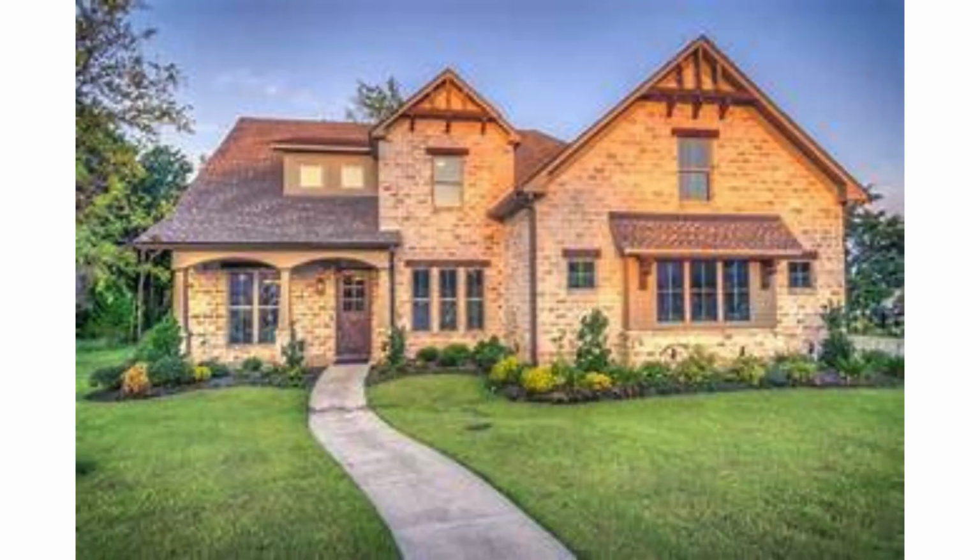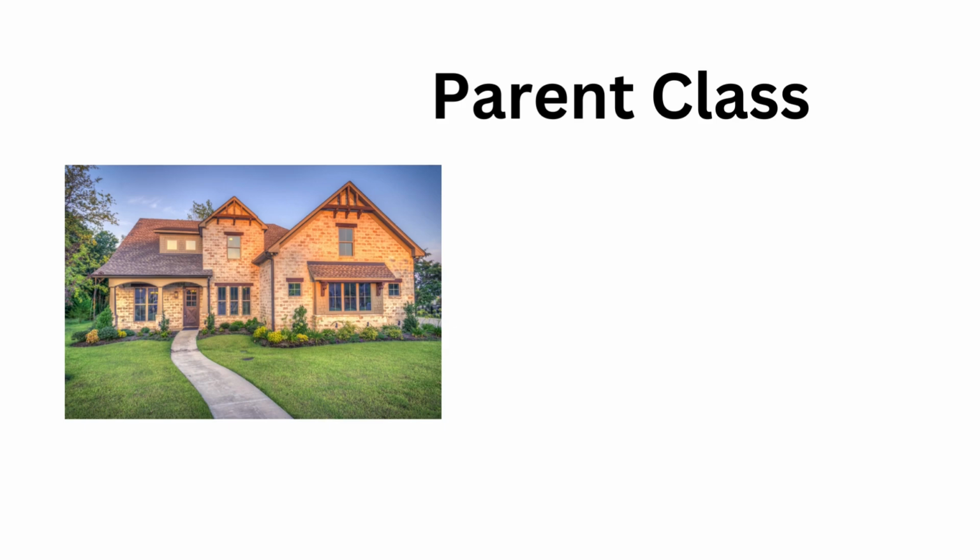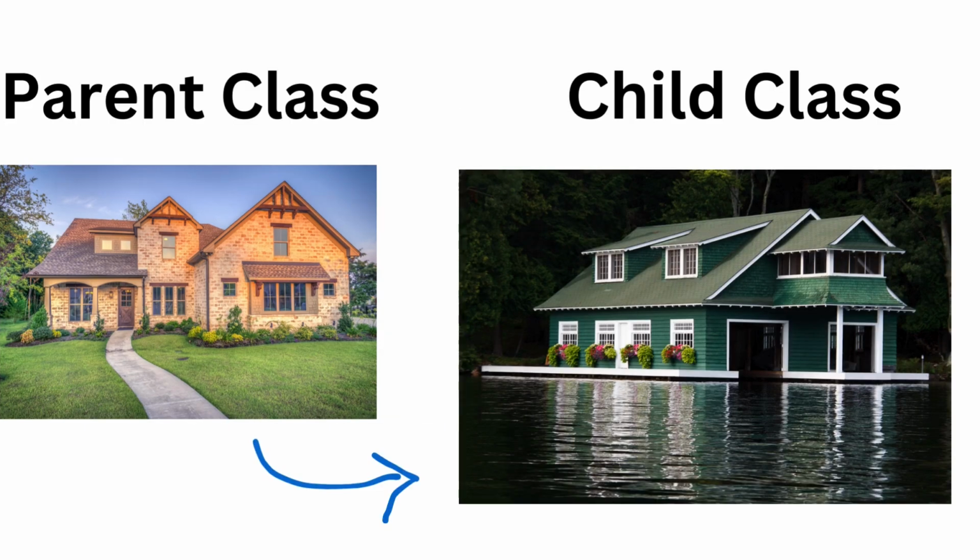Just imagine you are inheriting a house from your parents and they are telling you, my dear, now this house is yours and you have full freedom to renovate this house as you wish. So, from this example, the house inherited is called the parent class. And the renovation that you're going to do there can be classified as the child class.